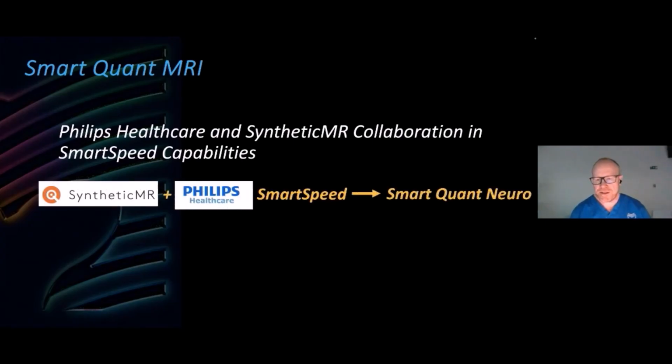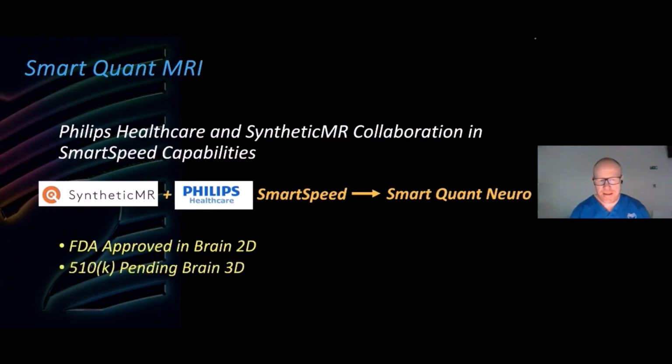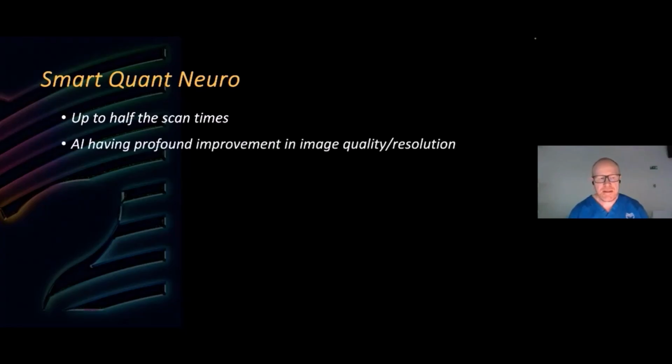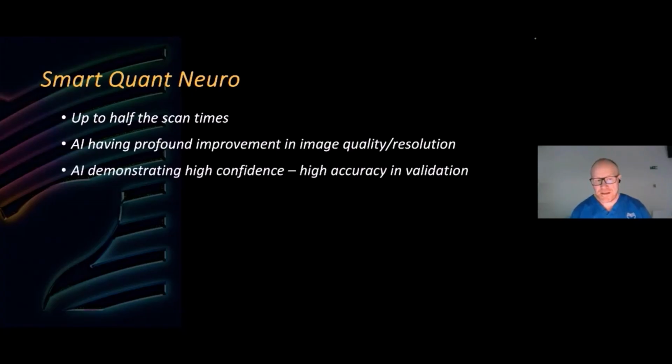And so we're going to call this Smart Quant Neuro. It's FDA approved in brain for 2D, 510K pending for brain in 3D, and CE marked for brain with 3D. So Smart Quant Neuro, really now we're doing up to half the scan times. AI is having a profound improvement on the image quality and resolutions, which we'll have a quick look at. AI is demonstrating a much higher confidence and accuracy in validation, and you have 2D and 3D development.